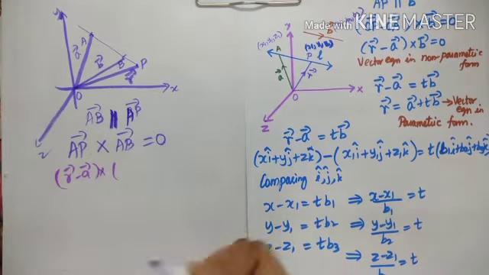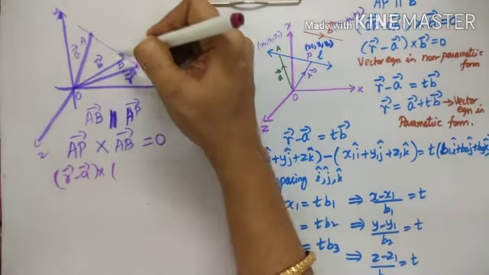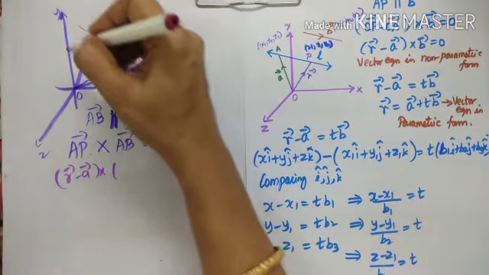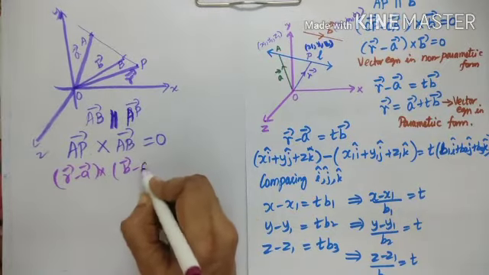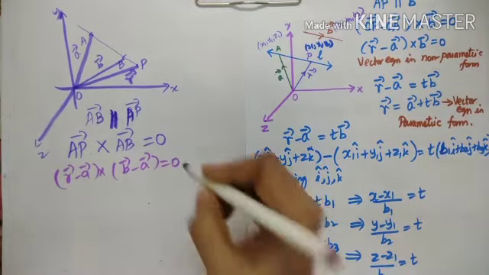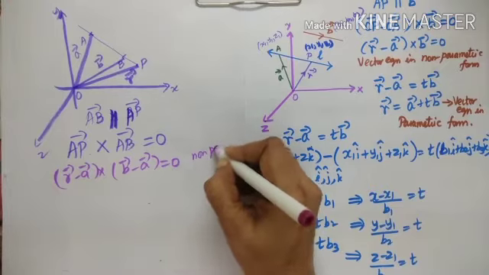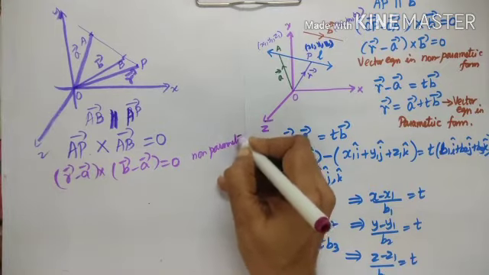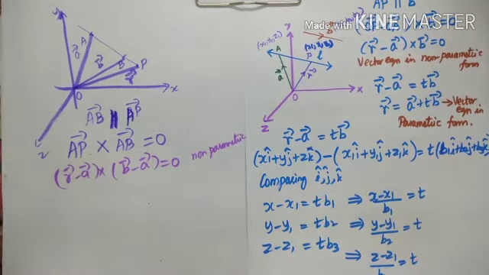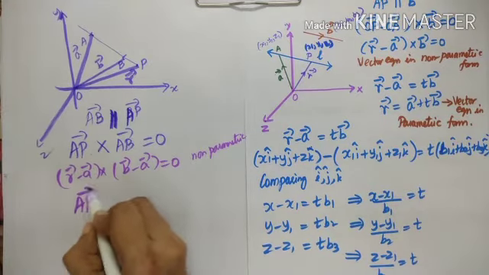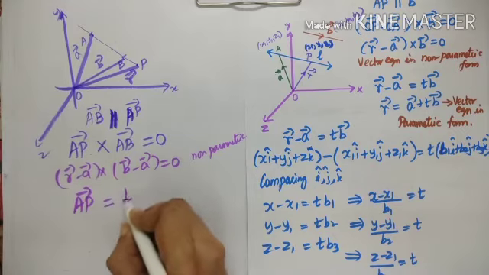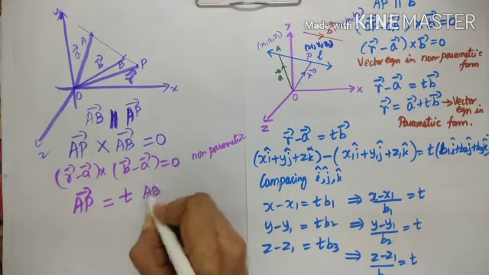Cross. What is the AB vector? Again, second letter minus first letter: B vector minus A vector equal to 0. So this I will call non-parametric. So one pattern is over. The second step: this idea, the AP vector can be written as a multiple of the AB vector.